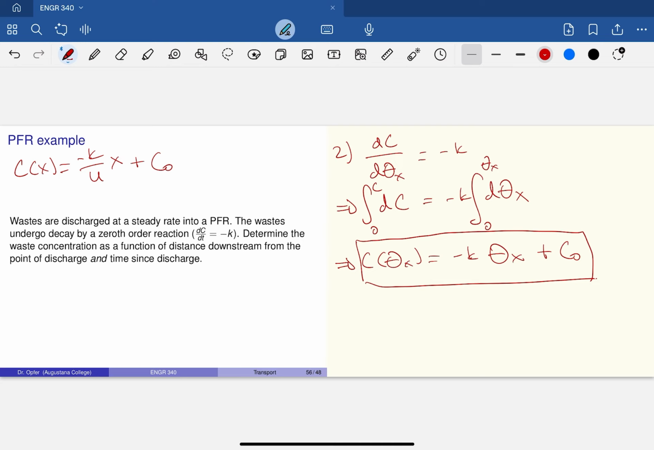And now let's look at these two expressions. Before we had minus k over U times x plus C naught, and now we have minus k times theta x. But recall that theta x is exactly equal to x over U. Okay, so even though we've started from the governing equation and worked our way through, actually all we needed to do is take this x over U and plug in theta x for that term, and we would have gotten the exact same thing.